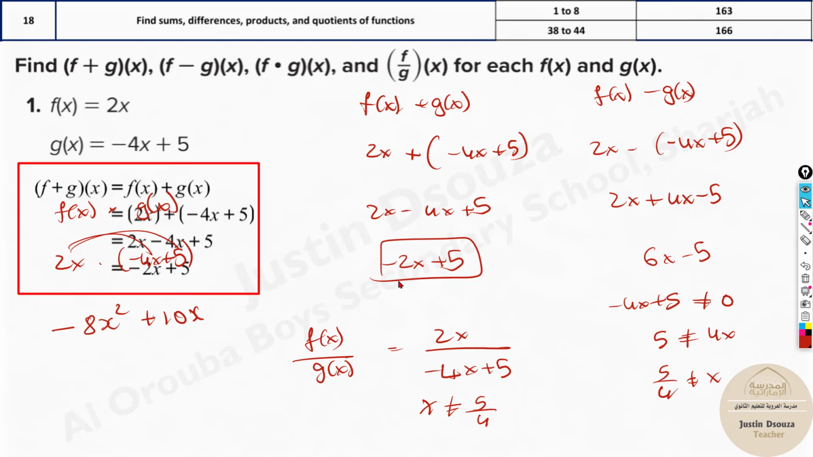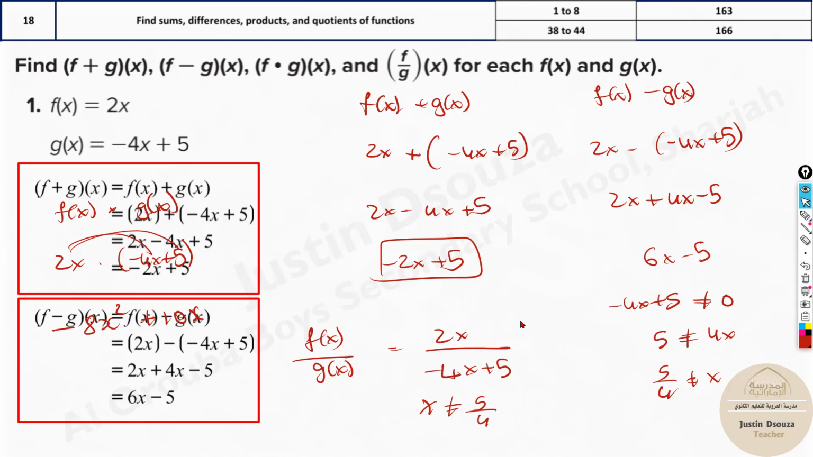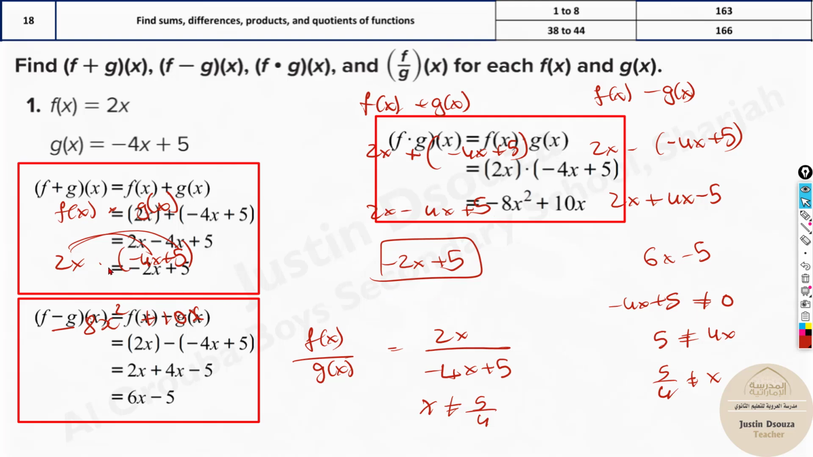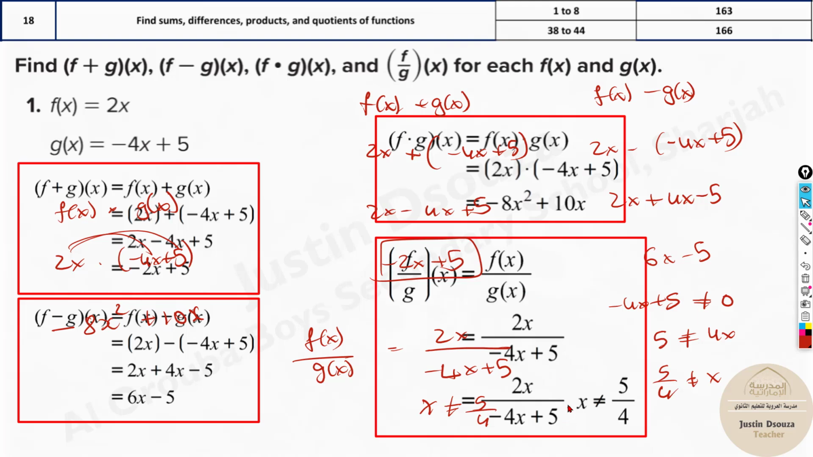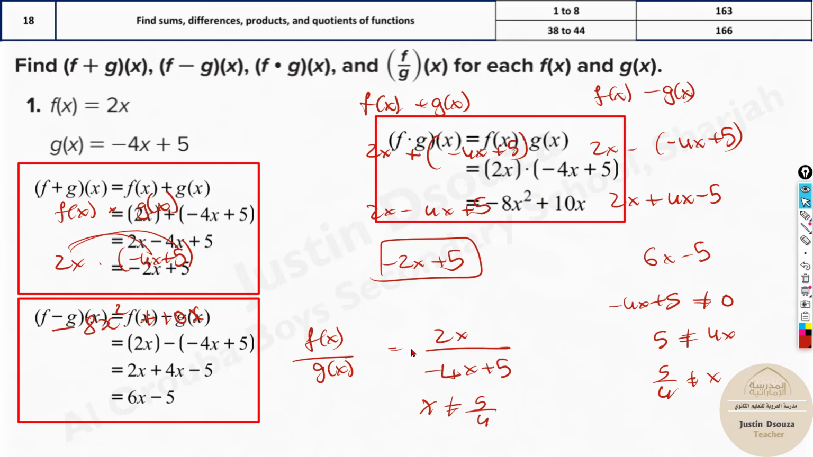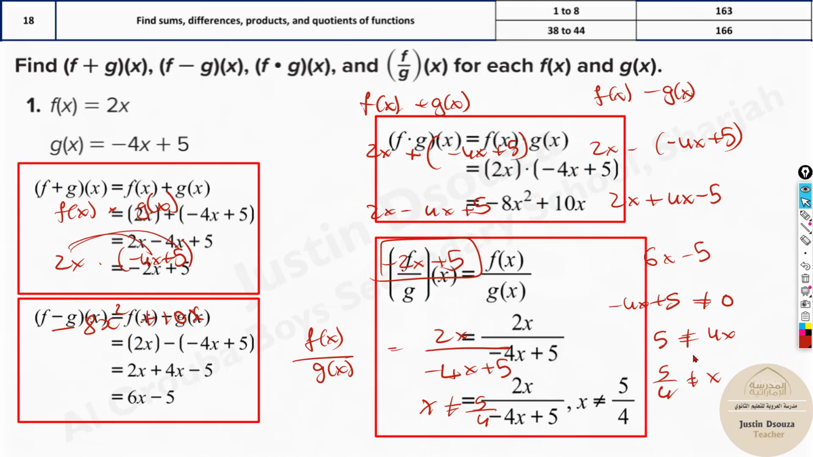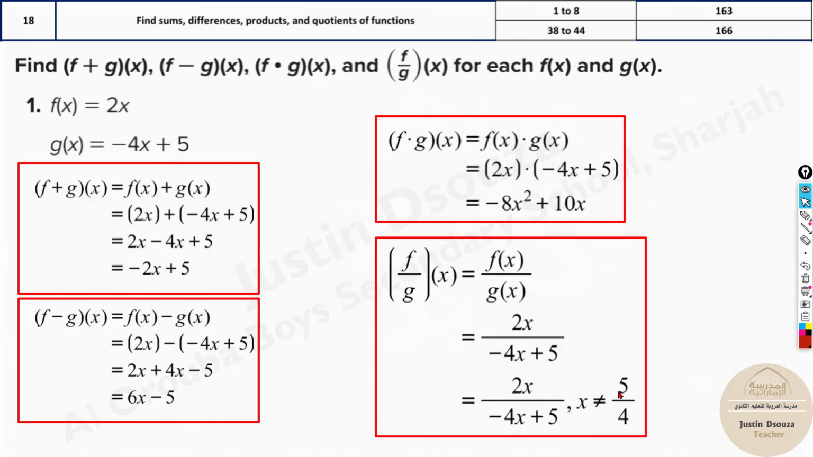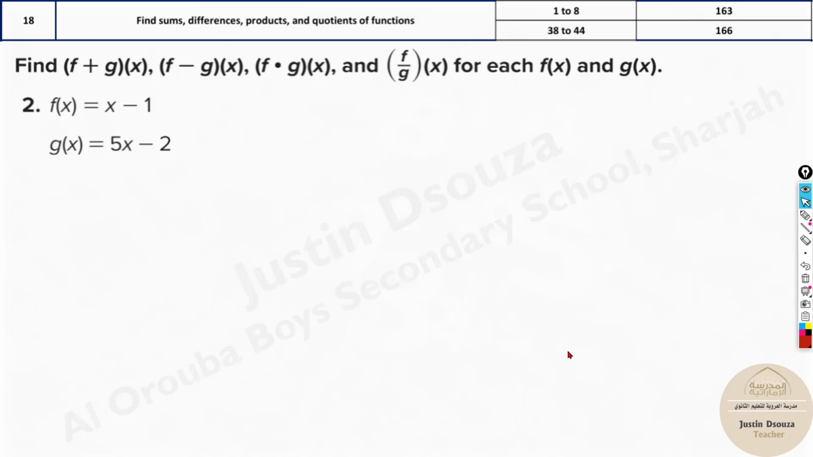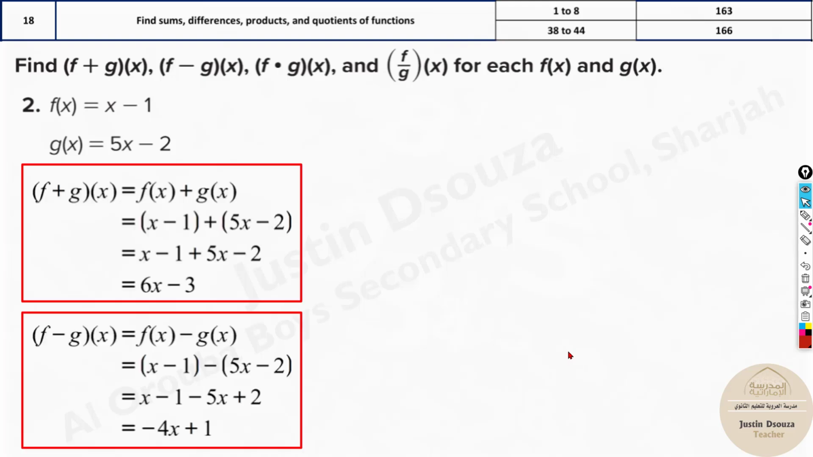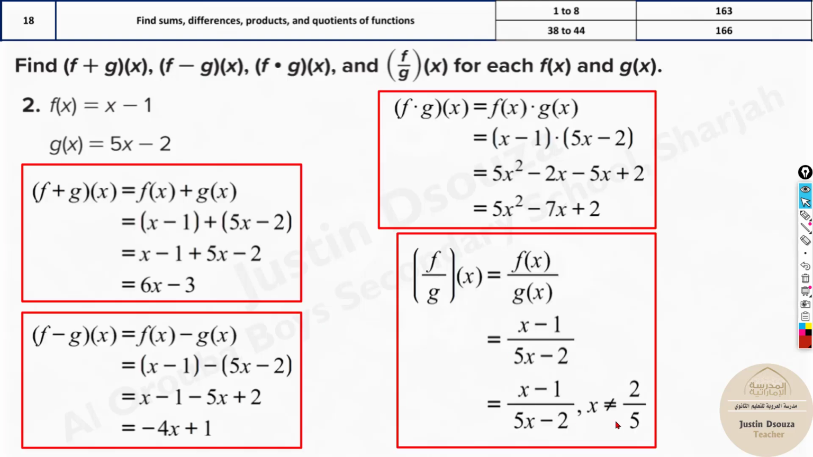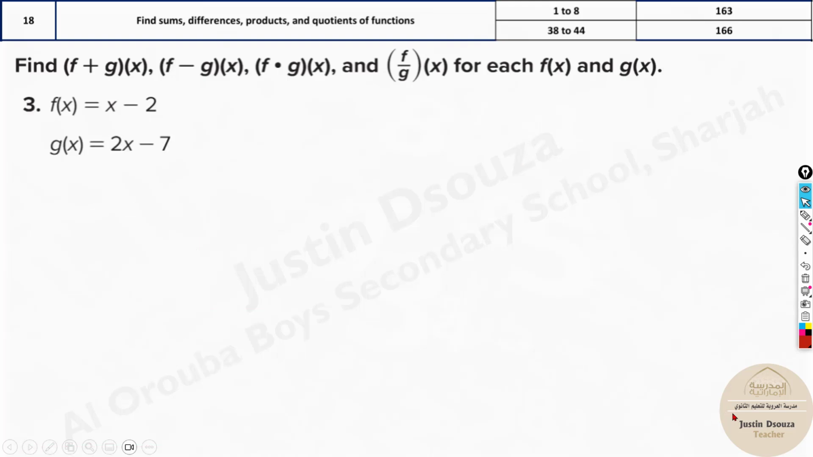So you can see it is 2x plus 5, 6x minus 5. We got minus 8x squared plus 10x. And lastly, we got the same answer. Now here, instead of writing it down, you can write it out over here, the negative sign, that's fine. But not equal to 5 by 4 is very crucial. So this is how we solve these problems. And they are all the same. Please do solve them by yourselves. You can see the detailed solution for each of these problems.